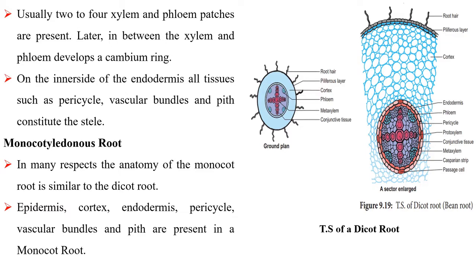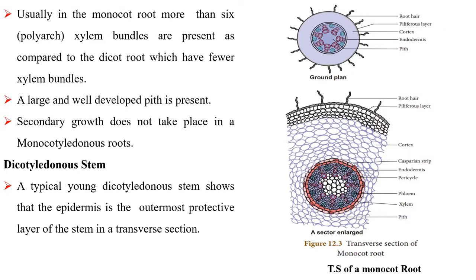Monocotyledonous root. In many respects, the anatomy of the monocot root is similar to the dicot root. Epidermis, cortex, endodermis, pericycle, vascular bundles and pith are present in a monocot root. Usually in the monocot root, more than 6 xylem bundles are present, as compared to the dicot root which has fewer xylem bundles. A large and well-developed pith is present. Secondary growth does not take place in a monocotyledonous root.